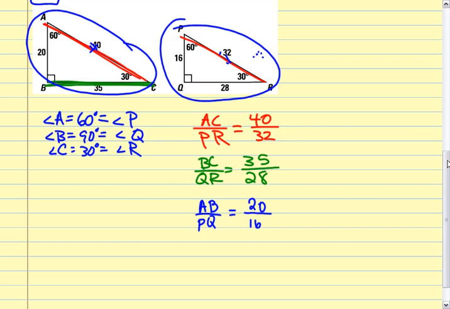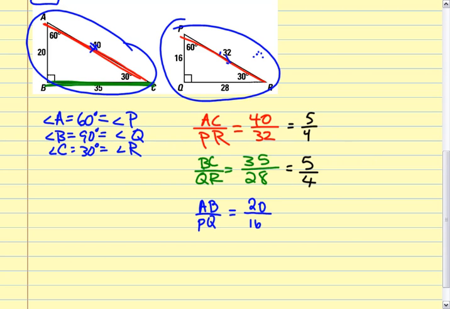Isabel, what goes into 40 and 32? 8. 8 goes into 40? And 8 goes into 32? Beautiful. Nice. Lou, what goes into 35 and 28? 7. How many times does it go into 35? 5. And how many times does it go into 28? 4. Oh, nice. So far, so good.